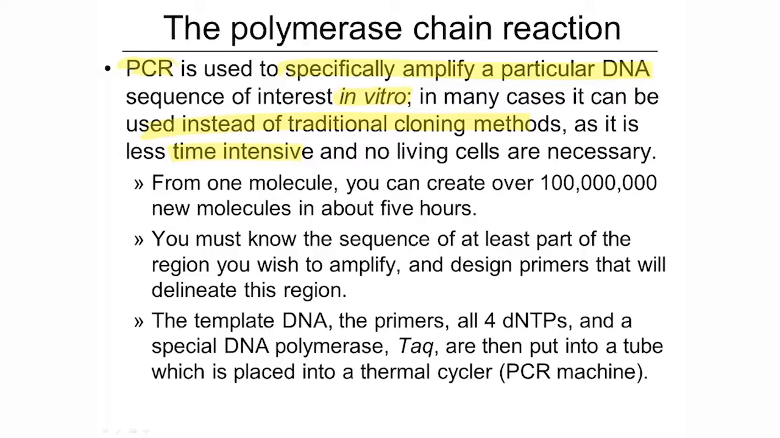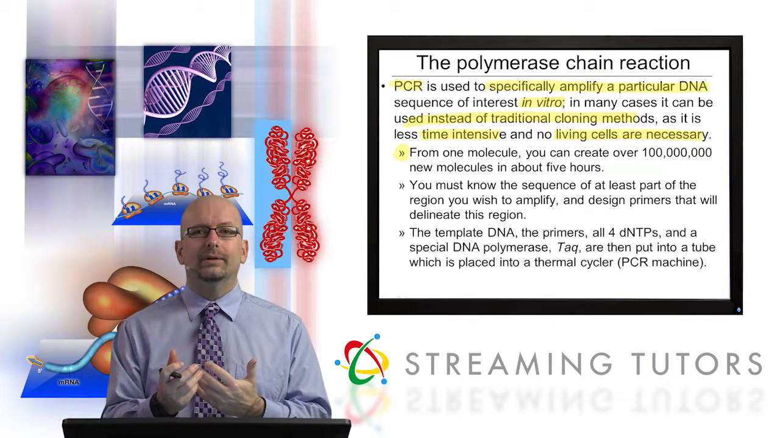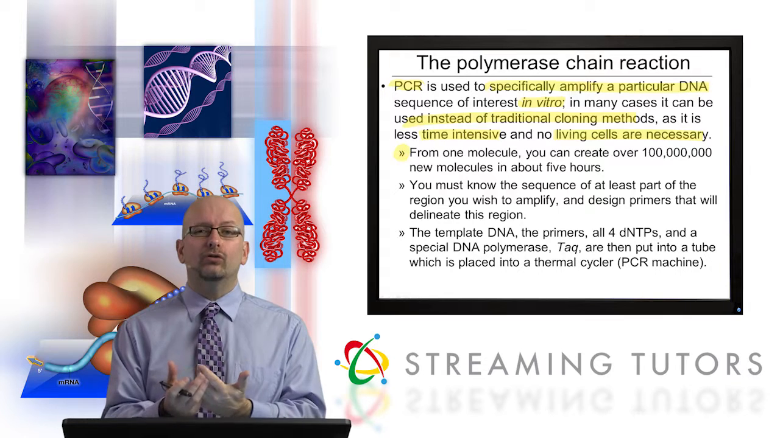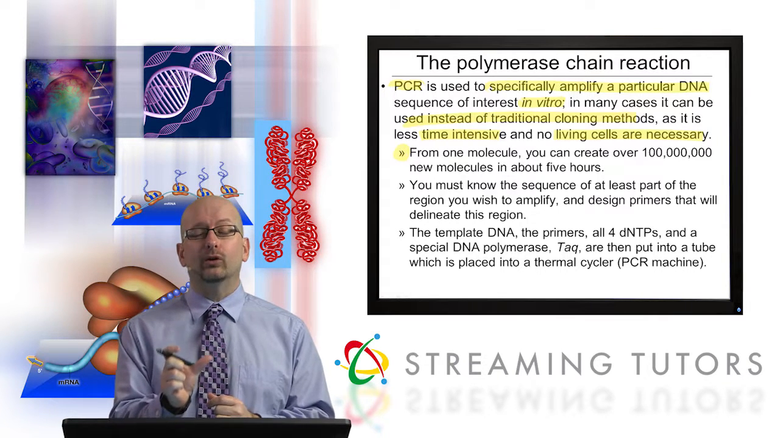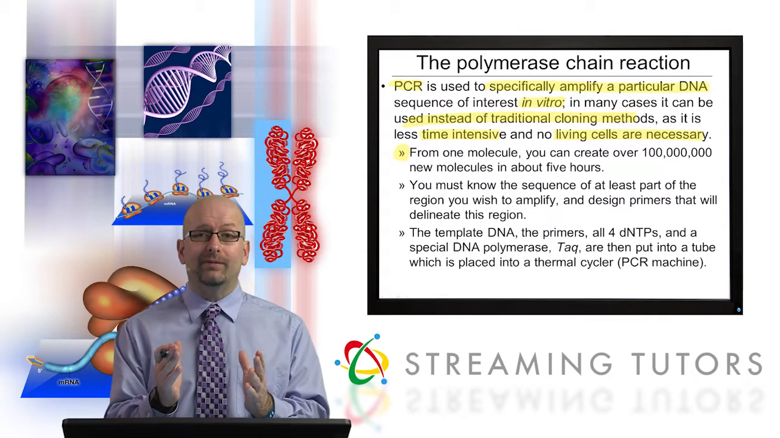No living cells are necessary. And check this out. From one molecule, you can make 100 million in about 5 hours. That's pretty amazing. So this is a massive amplification that can be done quickly, easily, even easier once you have all the equipment and tools that you need, than cloning. PCR is used when you need a lot of DNA for a particular purpose relatively fast.